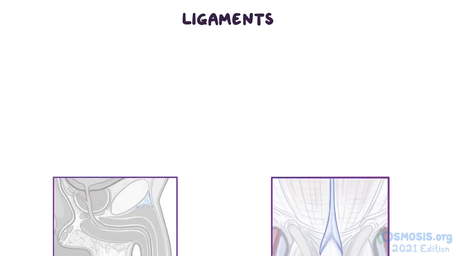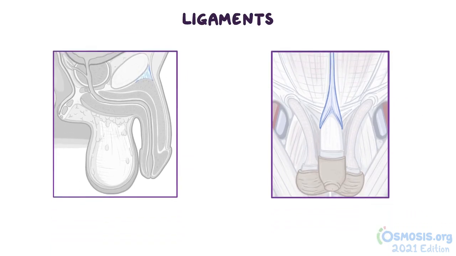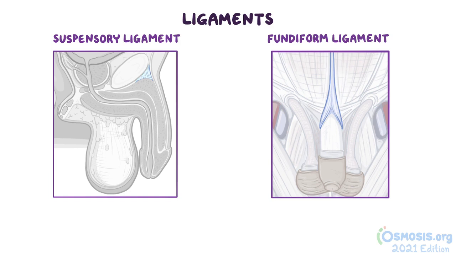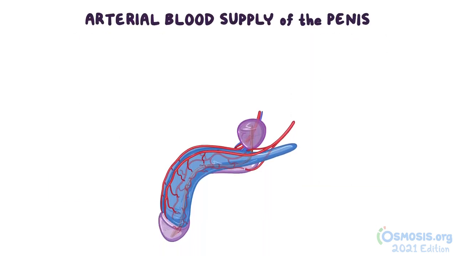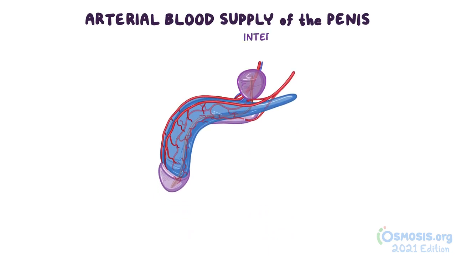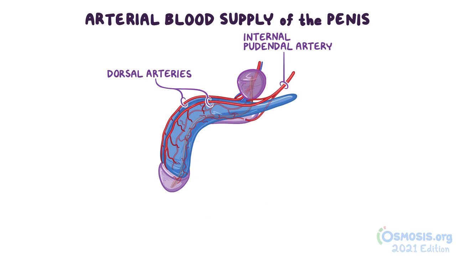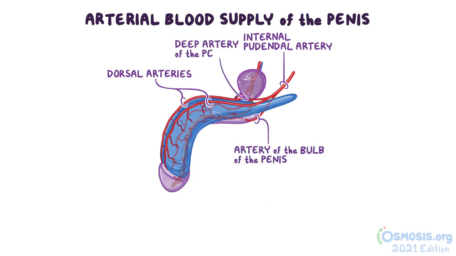There are two ligaments that support the bulb of the penis, called the suspensory and the fundiform ligaments. The arterial blood supply of the penis is mainly by branches of the internal pudendal artery, including the dorsal arteries of the penis, the arteries of the bulb of the penis, and the deep arteries of the penis.